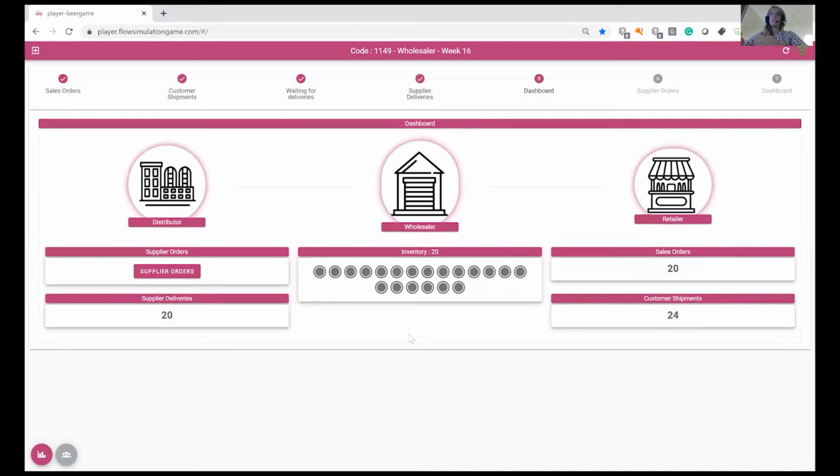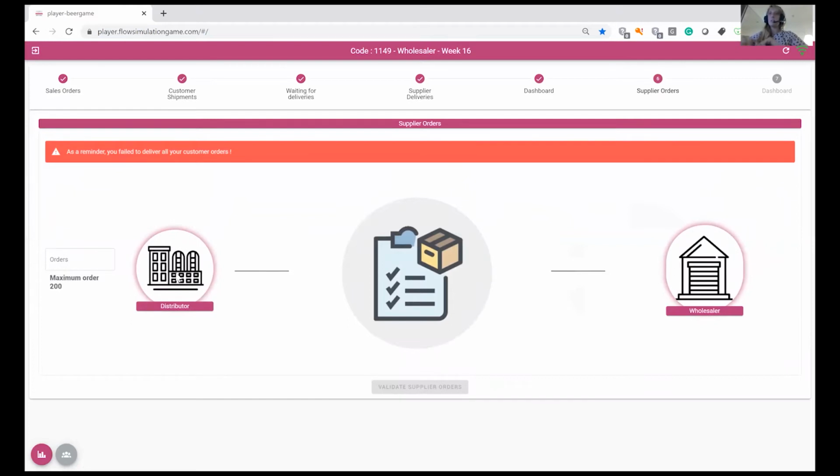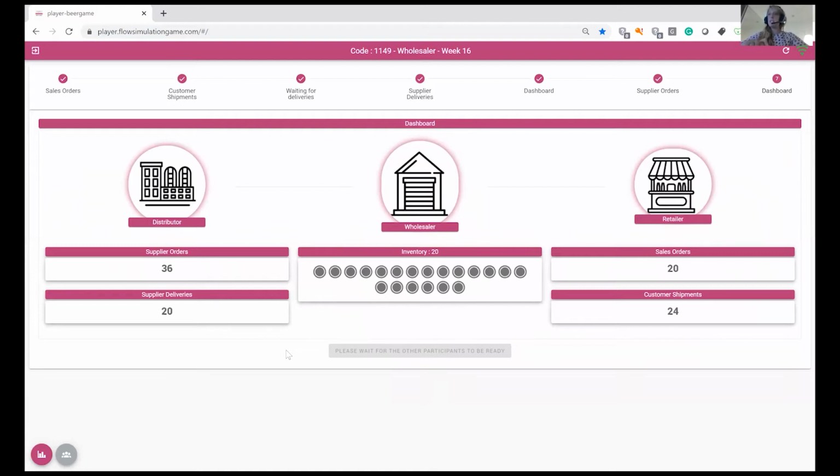And then the last step, the best step of this simulation, is how much should I order from my supplier? I know that I have 32 units in back order. So I'm going to place my 32 units plus also my safety stock. So this is just my case. I'm going to place 36 units here as an order for my supplier. And then we did one week together and now we have to analyze what happened last week.